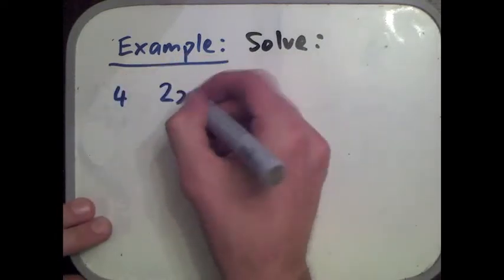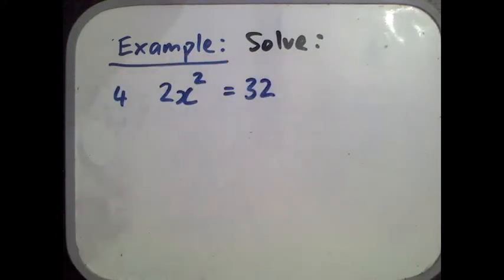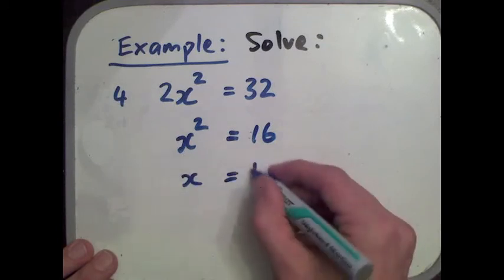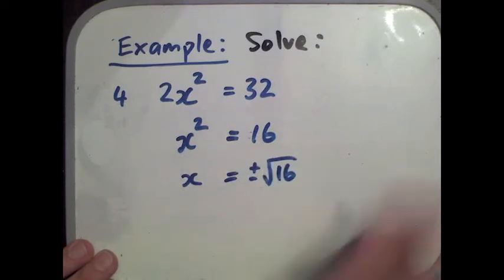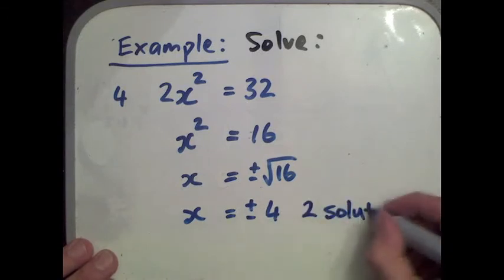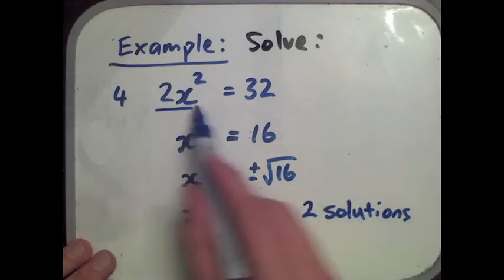Our next example. 2x squared is equal to 32. Okay, so maybe we could divide both sides by 2 to get x squared is equal to 16. Square root both sides to get x is equal to plus and minus square root 16, which equals plus and minus 4. Two solutions here, positive 4 and negative 4.